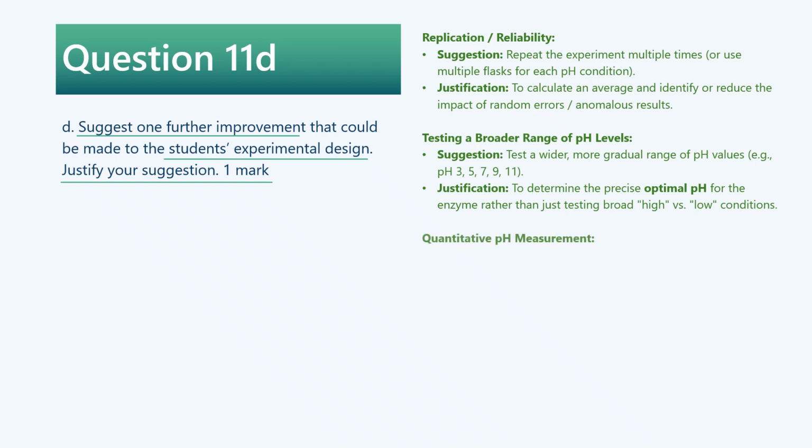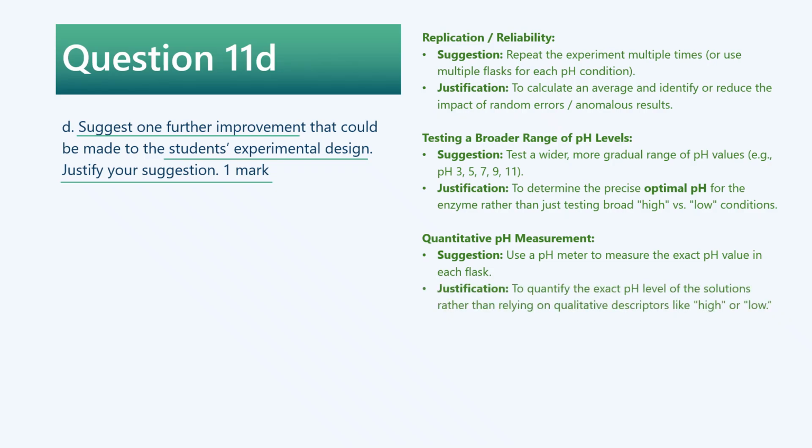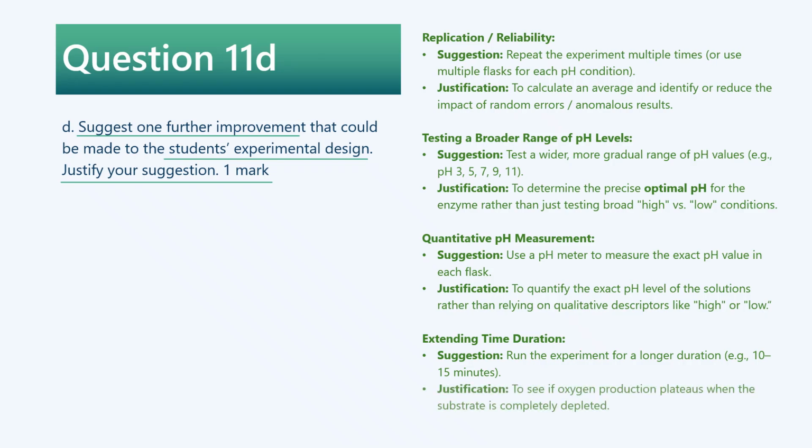Quantitative pH measurement. Suggestion: use a pH meter to measure the exact pH value in each flask. Justification: to quantify the exact pH level of the solutions rather than relying on qualitative descriptors like high or low. Extending time duration. Suggestion: run the experiment for a longer duration, such as 10 to 15 minutes. Justification: to see if oxygen production plateaus when the substrate is completely depleted.